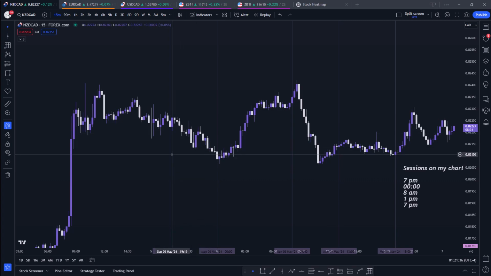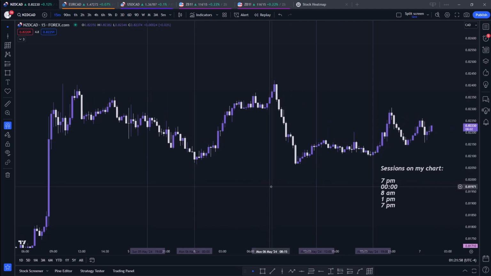So to explain what this means, this line from 7 p.m. here till midnight is the Asia session. This one from midnight all the way till 8 a.m. is the London session, which is the longest session in the day, and you can see that with how wide it is. And then this session from 8 a.m. all the way till 1 p.m. is the New York AM session. This is the AM session of New York.